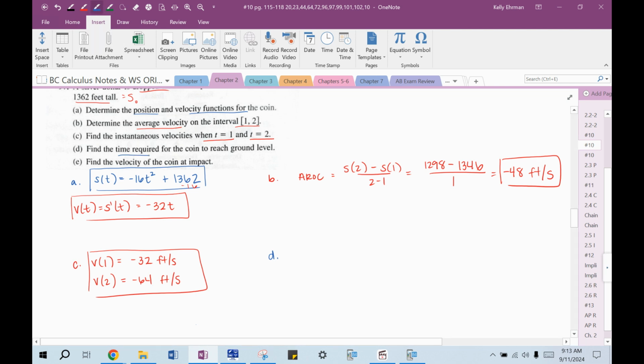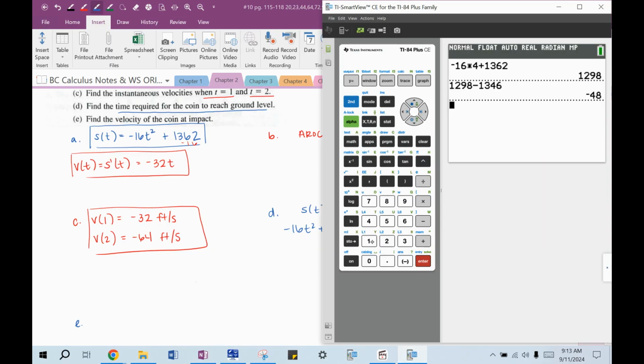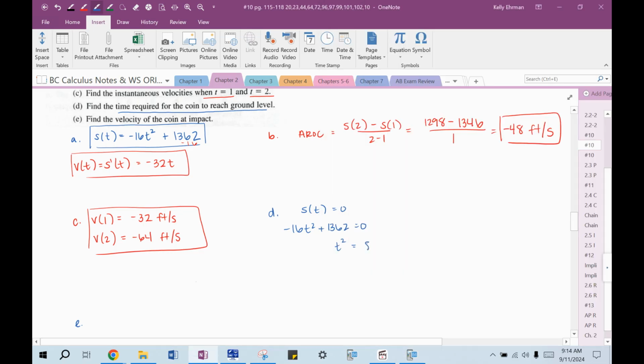And then find the time required for the coin to reach ground level. So ground level is a position of 0. So we should just be setting our position function equal to 0. You could solve this graphically if you wanted, but I'm just going to do it algebraically. I'm sure that's faster. So 1362 divided by 16 is 85.125. Never round throughout your work, so keep all of those decimal places there.